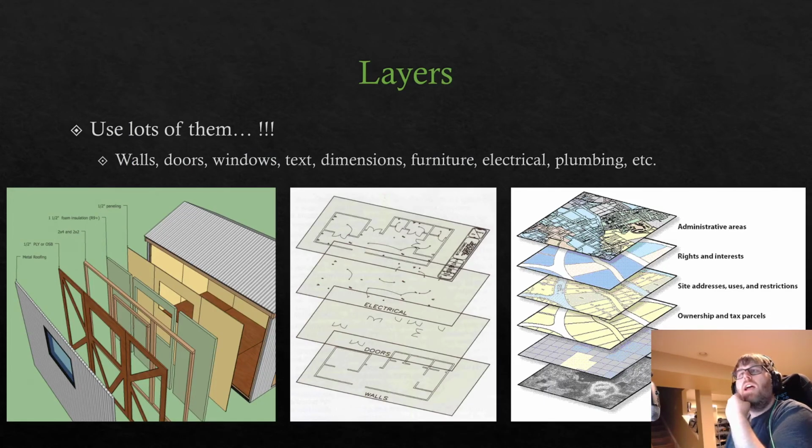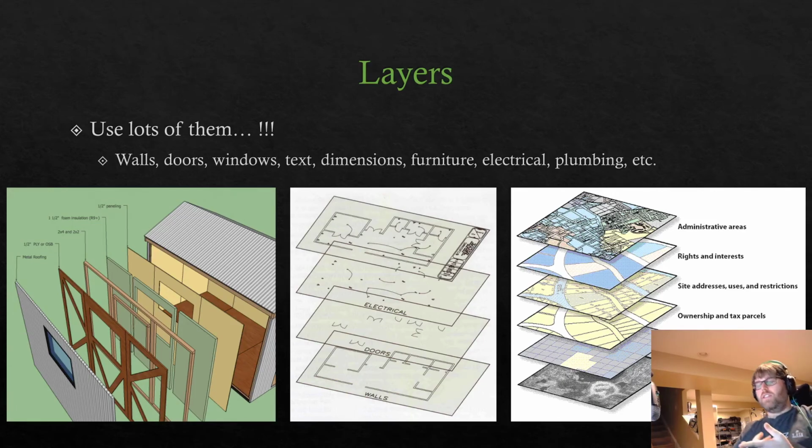Layers. I recommend using lots of them. So these could be things like walls, doors, windows, text, dimensions, furniture, and so on. You could literally break down anything you want into a different type of layer, and it's just an easier way of organizing your drawing. If you look at that middle picture, if you're dealing with an electrician, he may only want to deal with certain things, like here's the walls, here's where certain utilities are.